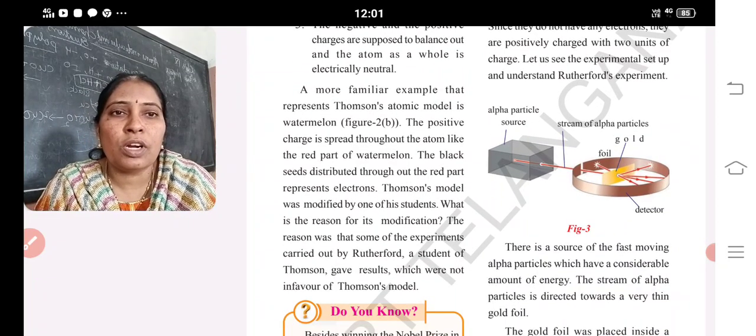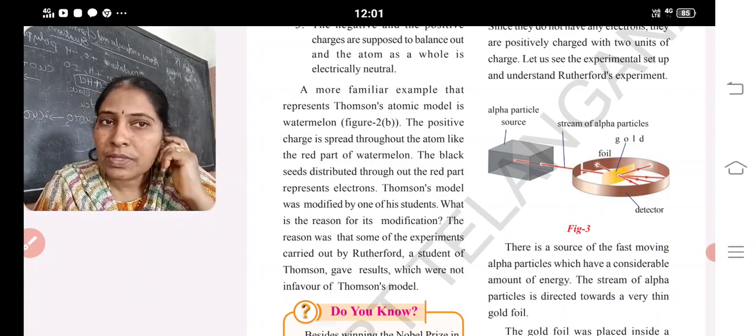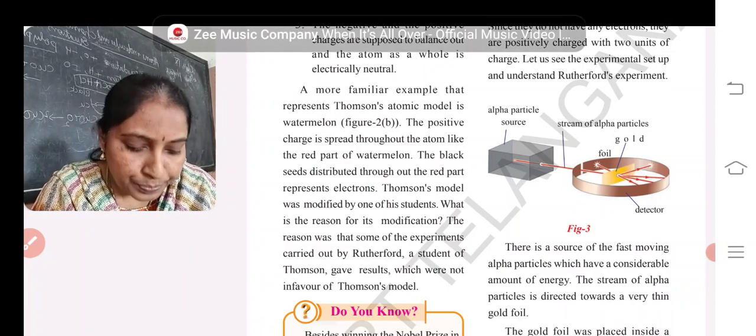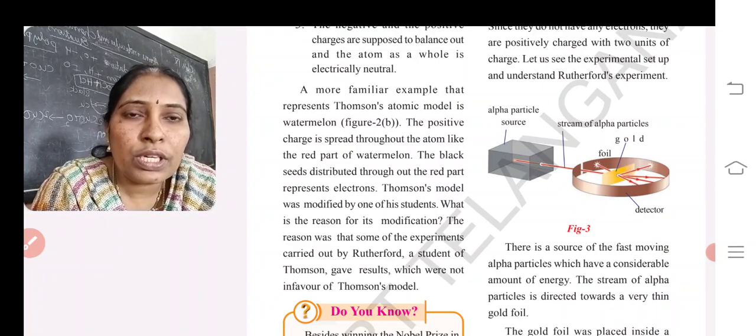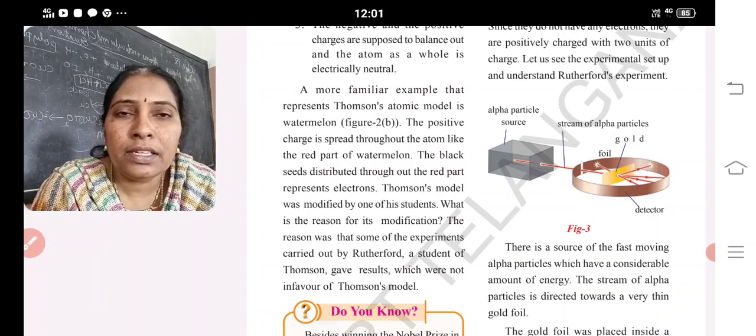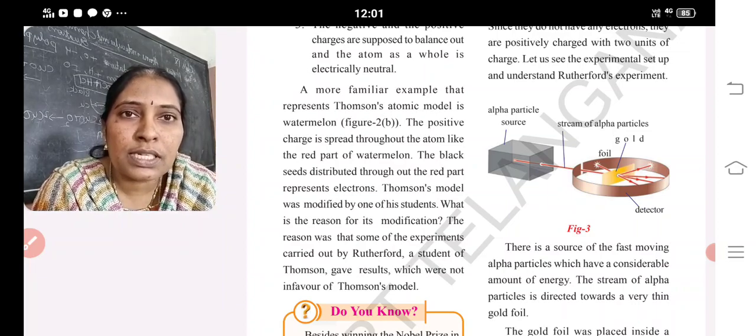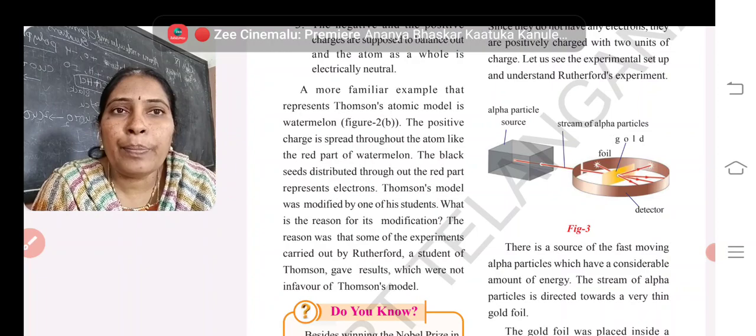What is the reason for this modification? The experiment carried out by Rutherford, a student of Thomson, gave results which were not in favor of the Thomson model. So the first atomic model was given by J.J. Thomson. According to his model, electrons are embedded in the protons. That is, he compared his model with the watermelon fruit. As the entire mass is filled in the watermelon, here the entire mass is taken as protons and the seeds are compared with the electrons.